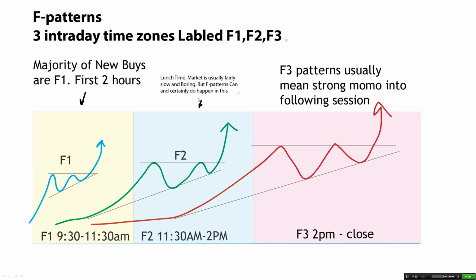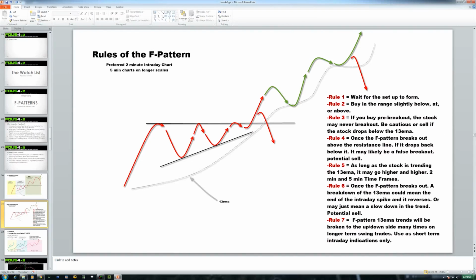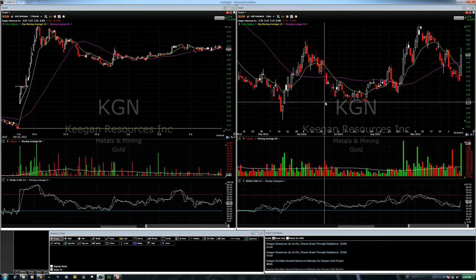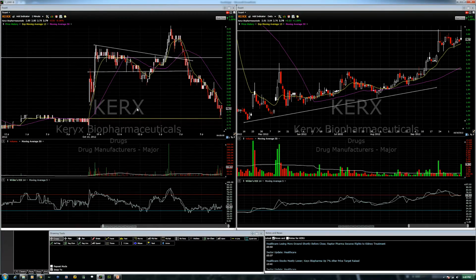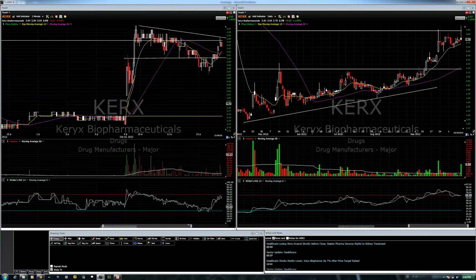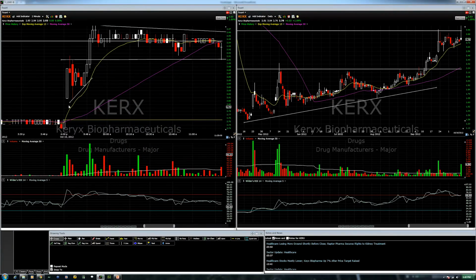For example, let's look at KERX. Oops, we're on the wrong slide. The trade from today was KERX. Made a quick 500 bucks here on KERX. If we look at the intraday chart, we got that first pop of the morning, forming up here. This is on the 2-minute scale.